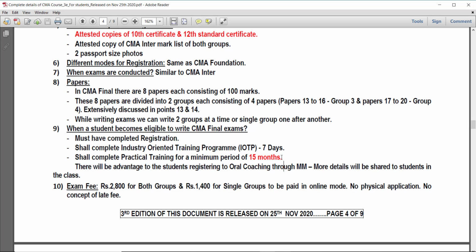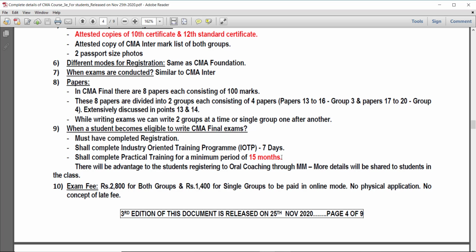Okay, so there is no such direct rule that you have to complete 36 months of practical training in order to start your practice. But in an indirect way, there is a rule which is binding or controlling you to get started with your practice.